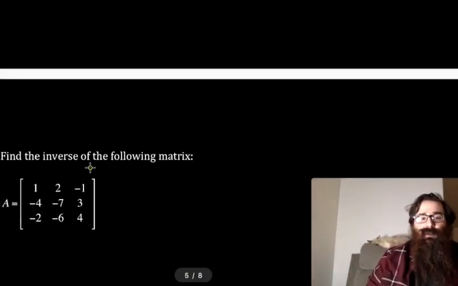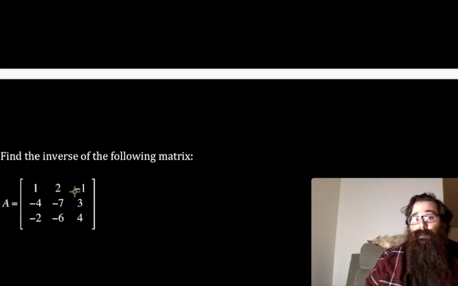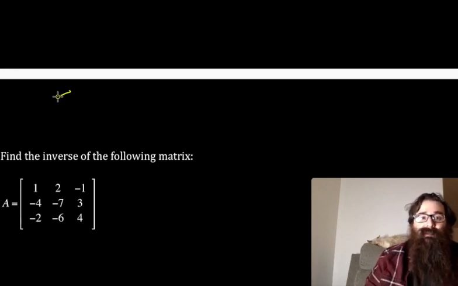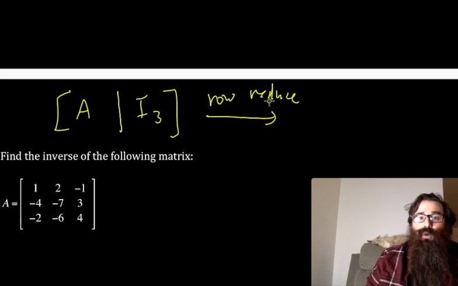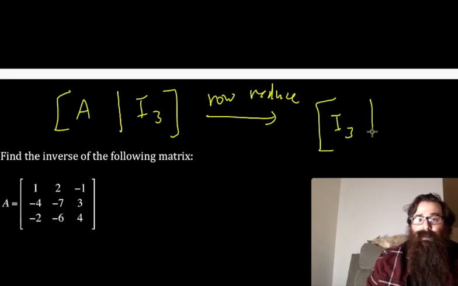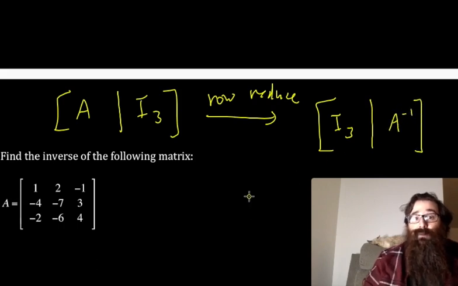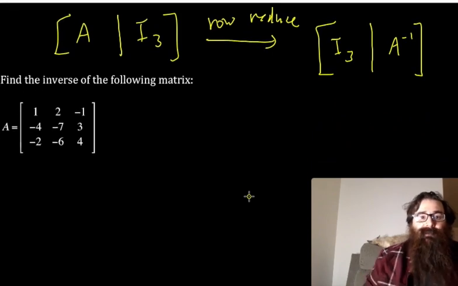What we need to do for this 3 by 3 matrix, because I can't use my formula for 2 by 2s, is take this matrix A and think of it like augmenting with the identity. In this case, it should be the 3 by 3 identity of the same size. And I want to row reduce so that I get the identity on the left. Now, when I row reduce and push the 3 by 3 identity to the left, what I'm going to get on the other side is A inverse. So this is a clever way that we can find the inverse of a 3 by 3 matrix.